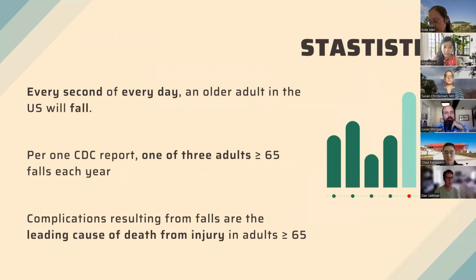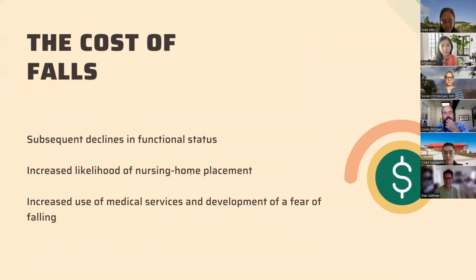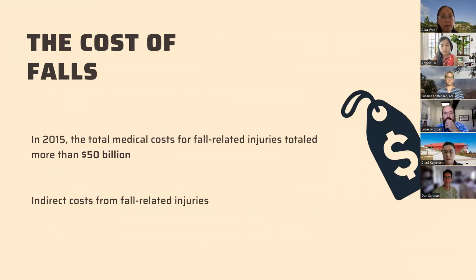Unfortunately, every second of every day, an older adult in the US will fall. Per one CDC report, 1 of 3 adults 65 or older falls each year. Complications resulting from falls are the leading cause of death from injury in adults 65 or older. Falls are associated with subsequent declines in functional status, an increased likelihood of nursing home placement, and an increased use of medical services and development of a fear of falling. In 2015, the total medical costs for fall-related injuries totaled more than $50 billion. And indirect costs from fall-related injuries impact the quality of life of our patients and also cause an increased use of caregiver support.